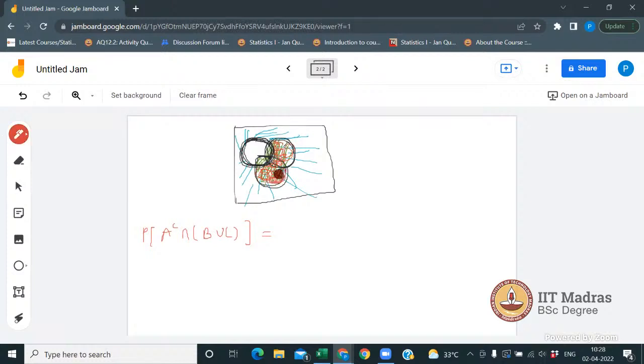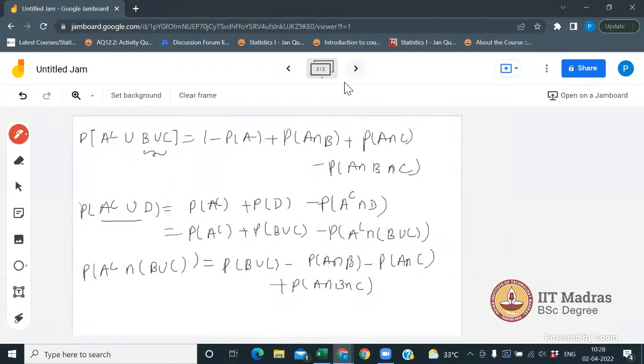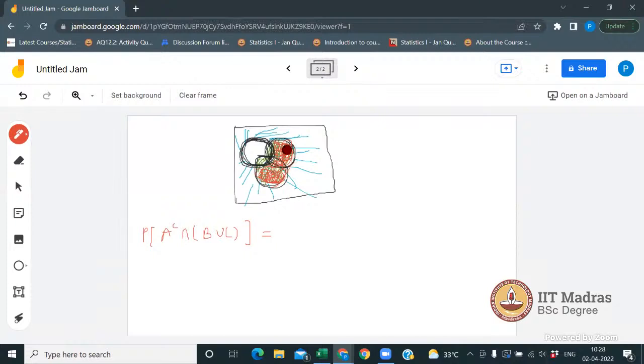Are you getting or not? Hello? Yes, sir, I'm getting. Then just tell me, how can I write this red region? Probability of B union C. Okay. Hello. Am I audible? Yes, sir.